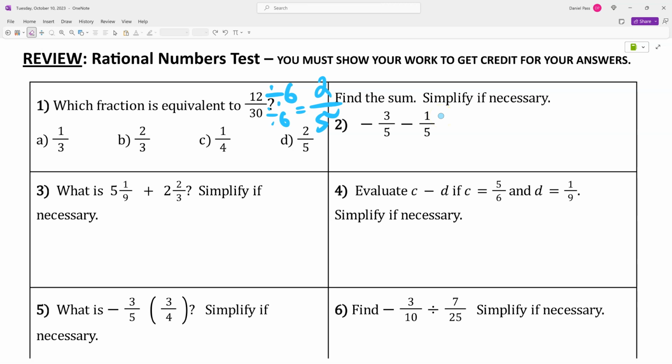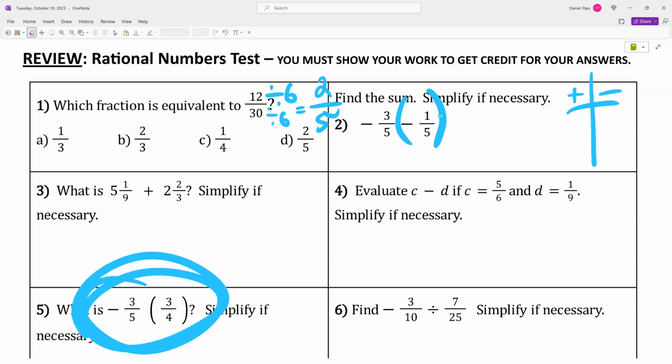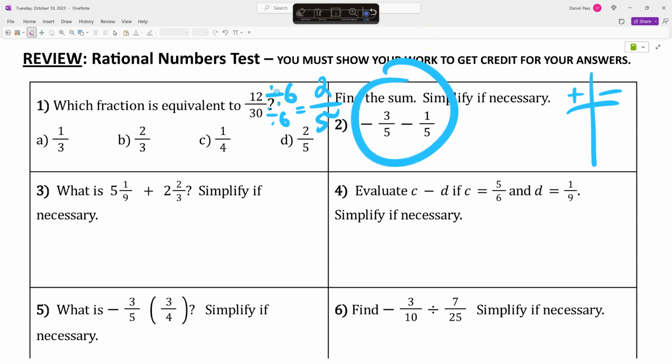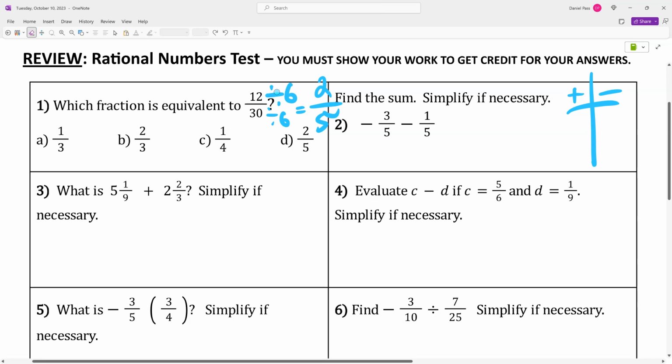Since they're both negatives, we're going to do the good guys, bad guys. And remember, if there's a parentheses here, that would mean multiply, like number 5. But we're not on number 5 yet. So since there's no parentheses, this means add or subtract. And how do we get the common denominator?